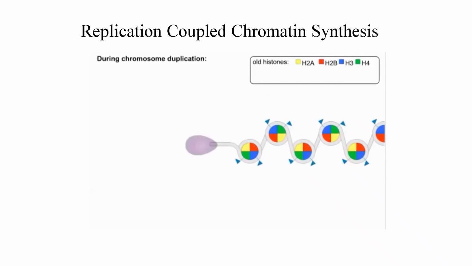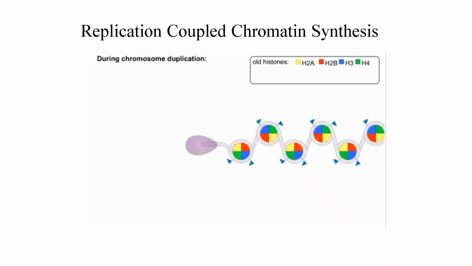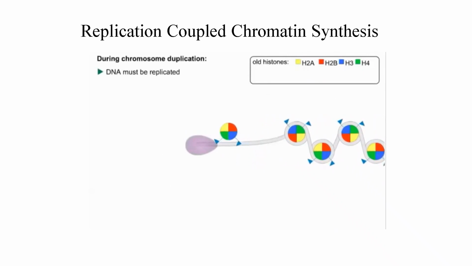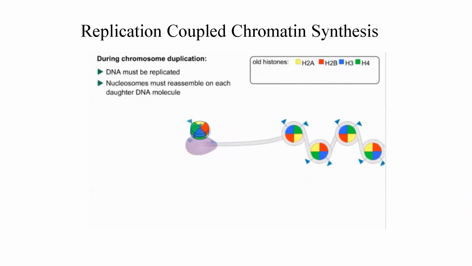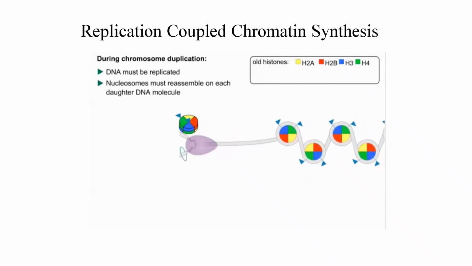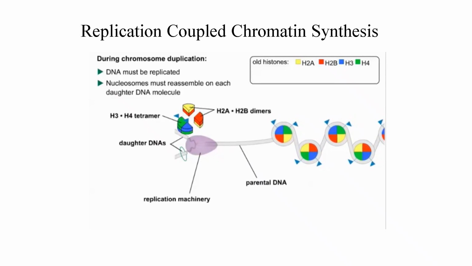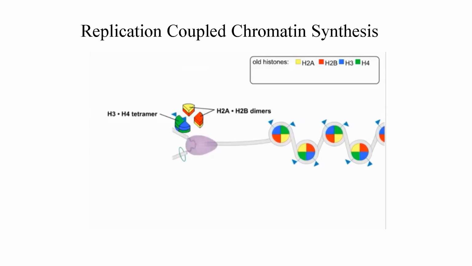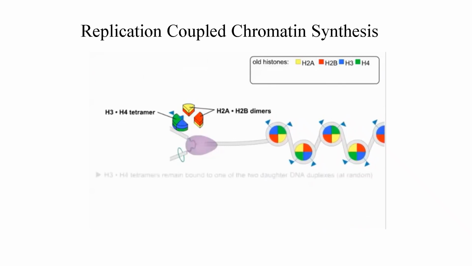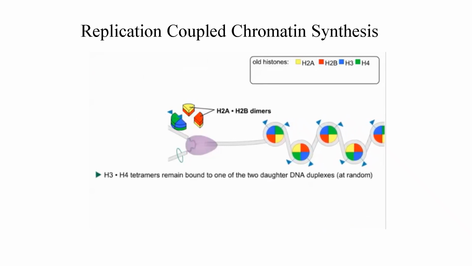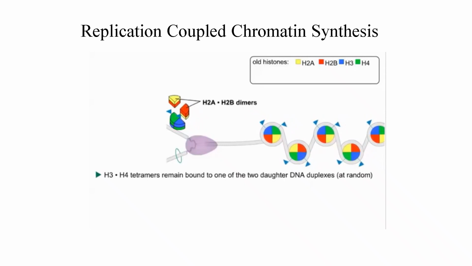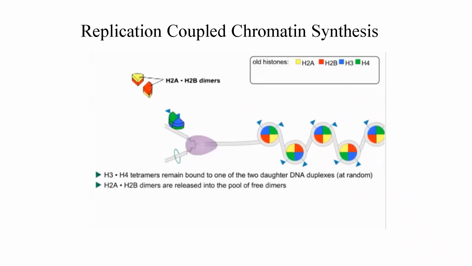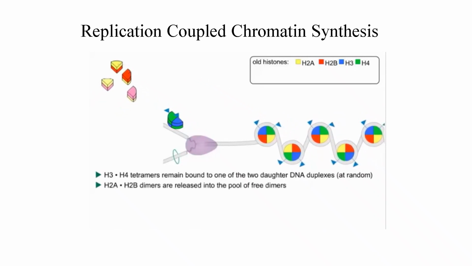When chromosomes are duplicated, the DNA must be replicated, and the associated proteins must reassemble on each daughter DNA molecule. During replication, the nucleosomes must be at least partially disassembled to allow the replication machinery to pass. The H3-H4 tetramers remain bound to one of the two daughter DNA duplexes at random. The H2A-H2B dimers remain intact, but are released into the pool of free dimers surrounding the replication fork.